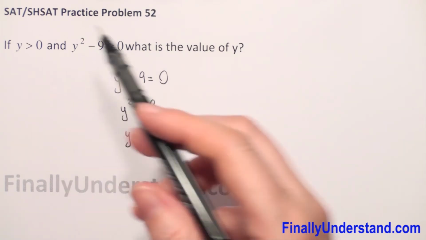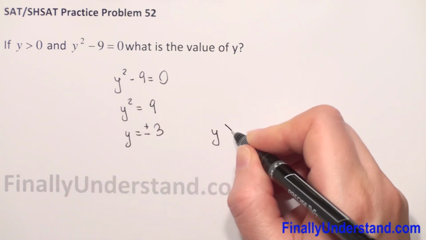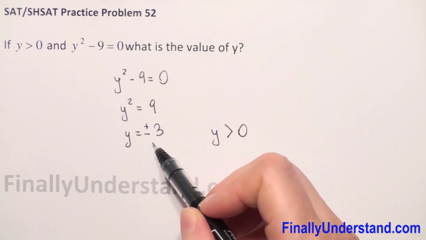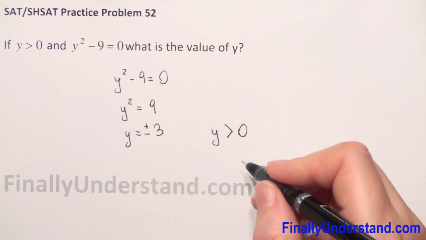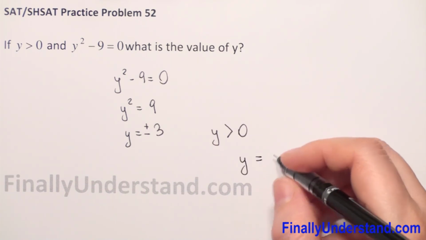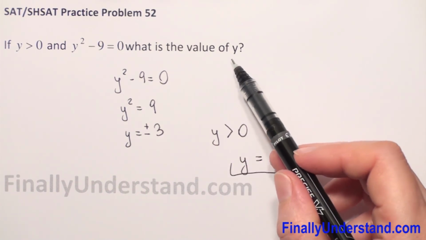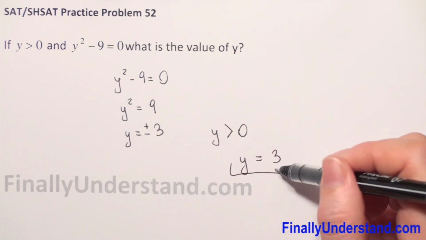But we are given that y must be greater than 0. So the number greater than 0 is only 3. So the solution for our equation is 3. The value of our unknown y is 3.